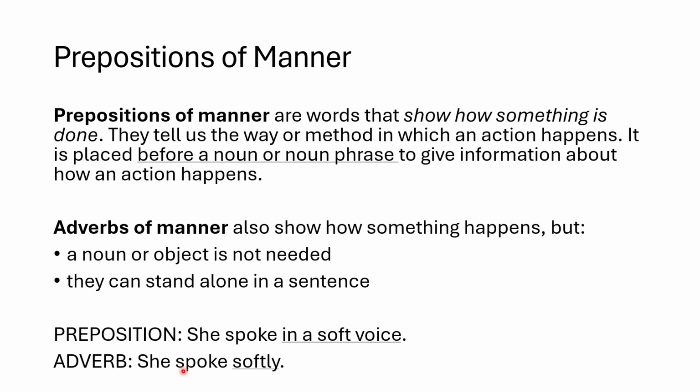Prepositions of manner are words that show how something is done. They tell us the way or method in which an action happens. It is placed before a noun or noun phrase to give information about how an action happens.